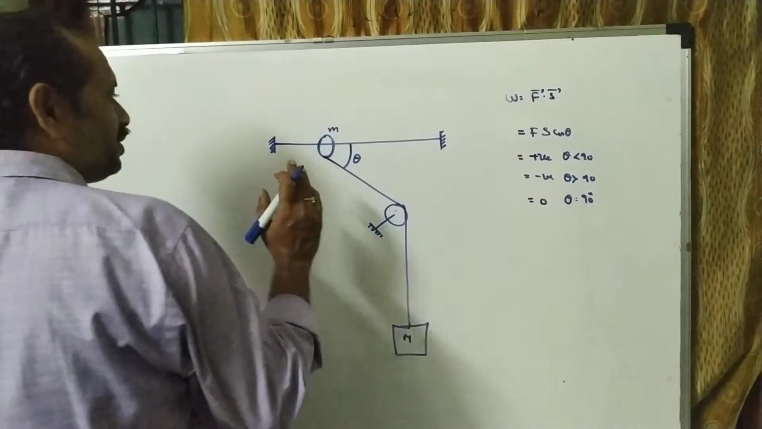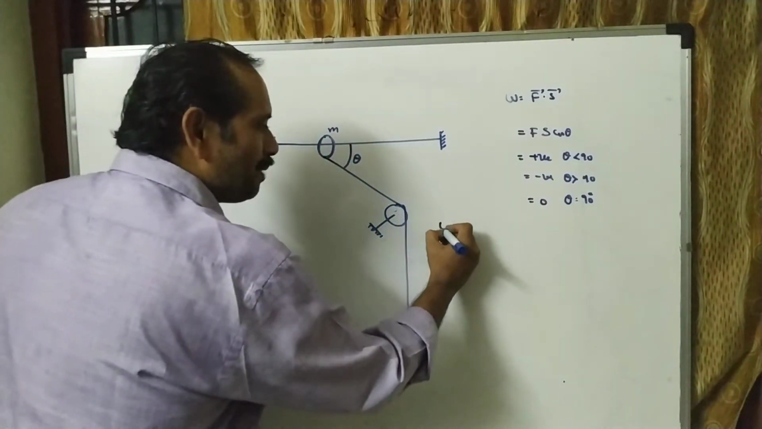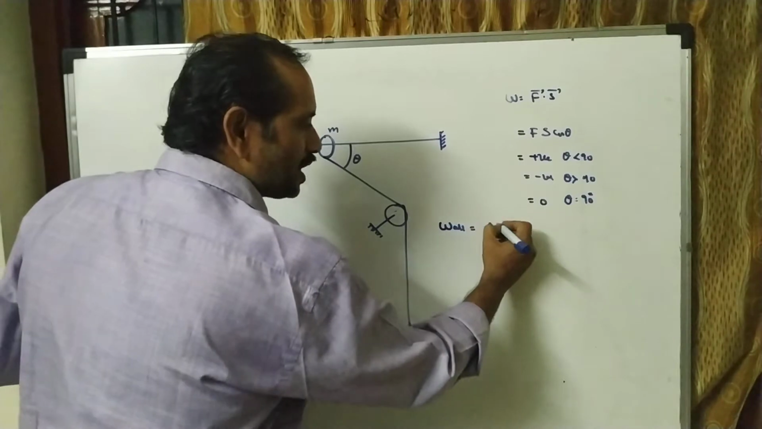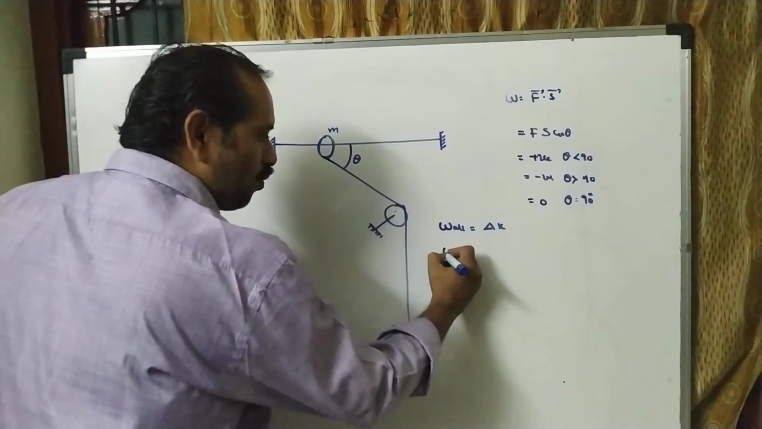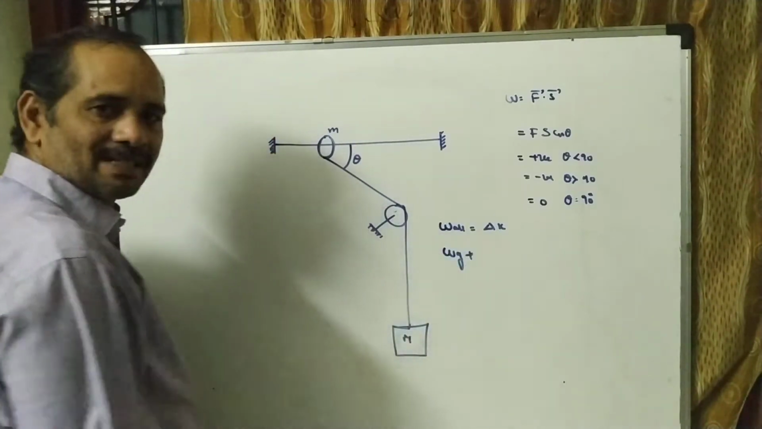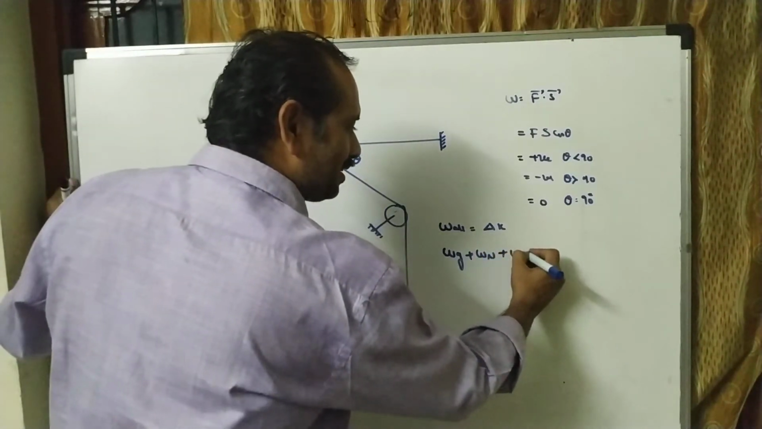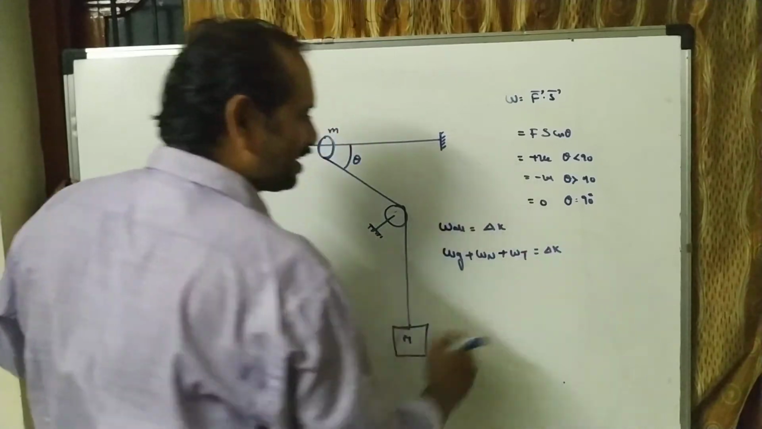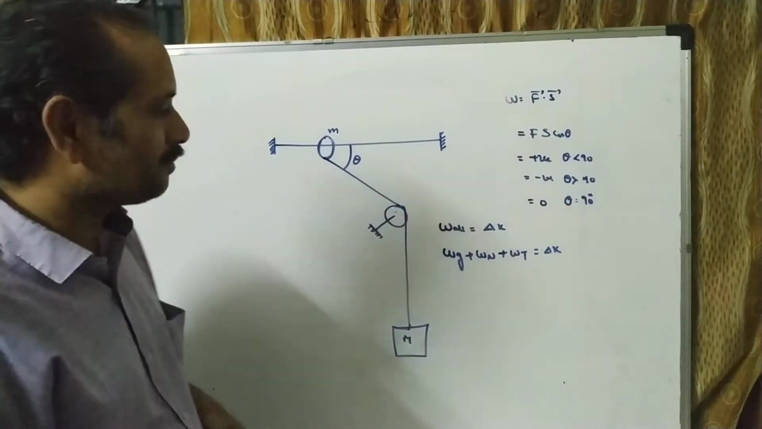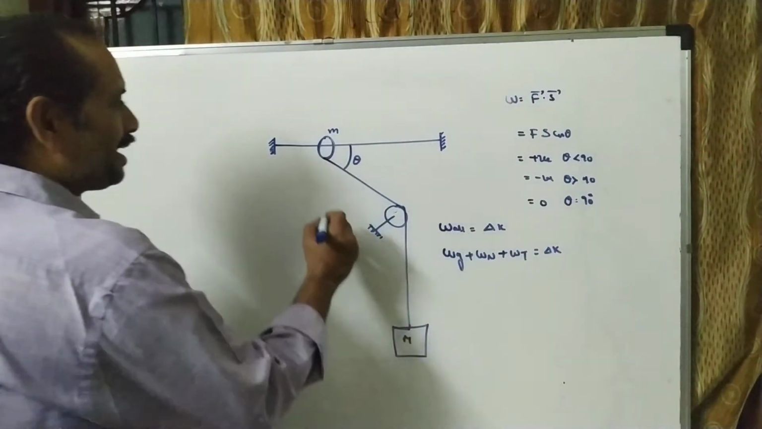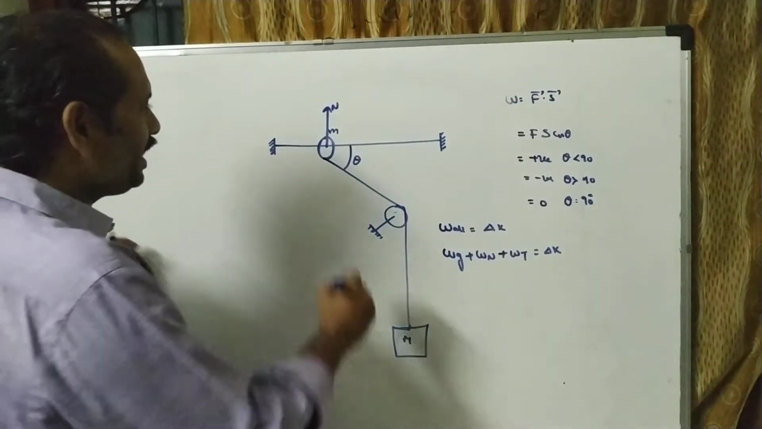Sir, here we have to think like this: work done by all the forces is equal to change in kinetic energy. That is, work done by gravity plus work done by normal force plus work done by tension is equal to change in kinetic energy. Still I am saying, sir, application of F bar dot S bar only. First of all, I am thinking about the normal reaction.